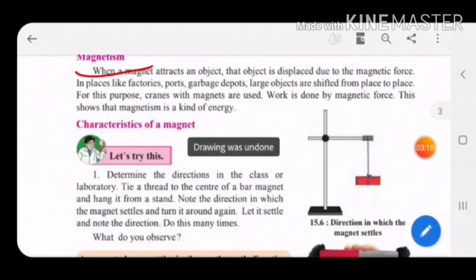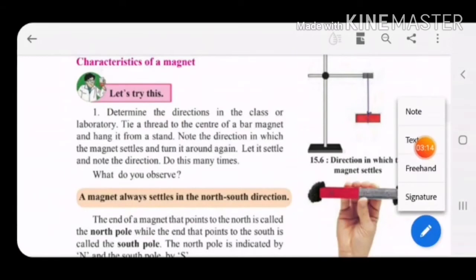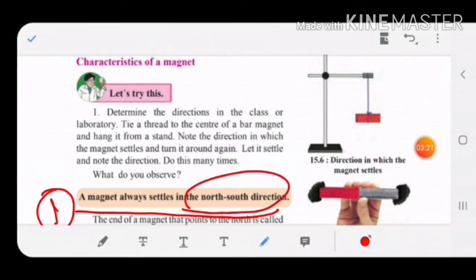Now, very important, children, we are going to learn the different characteristics of a magnet. Let us start one by one. The first characteristic which we are going to study is this: a magnet always settles in a north-south direction. Children, when you freely suspend a magnet, after some time you will see that the magnet always settles in only these two directions, that is north and south.